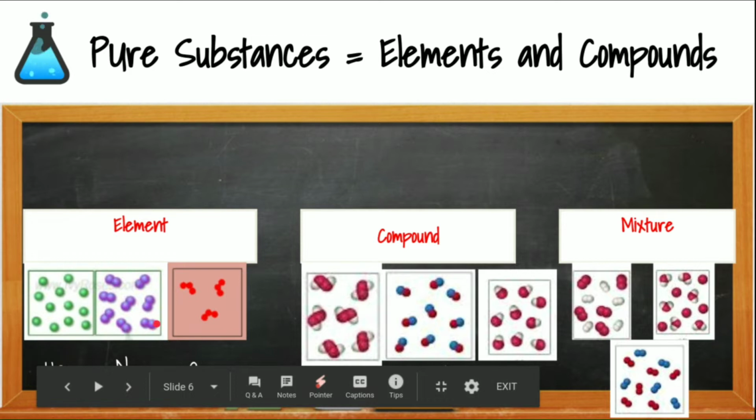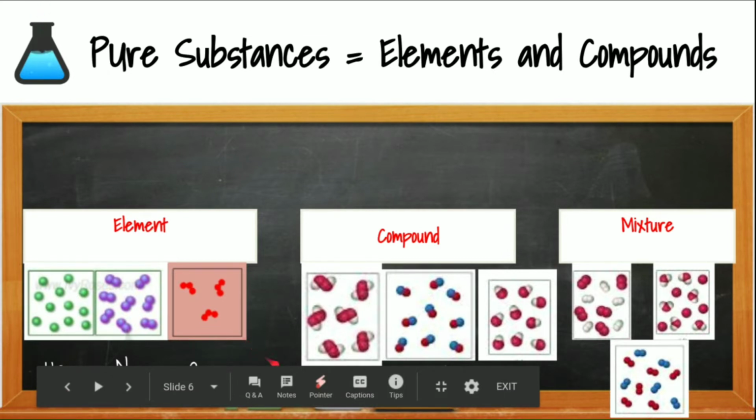So this is a pure substance, and we'll see why it's an element. And then again, here we have another element. This is O3 called ozone. So our ozone layer is made out of this, and each piece has these 3 red oxygen atoms bonded.